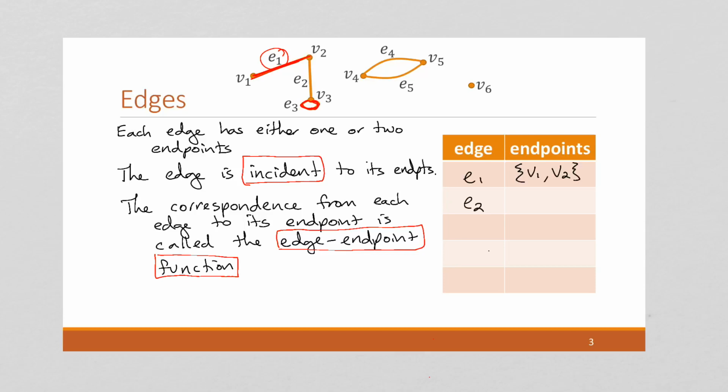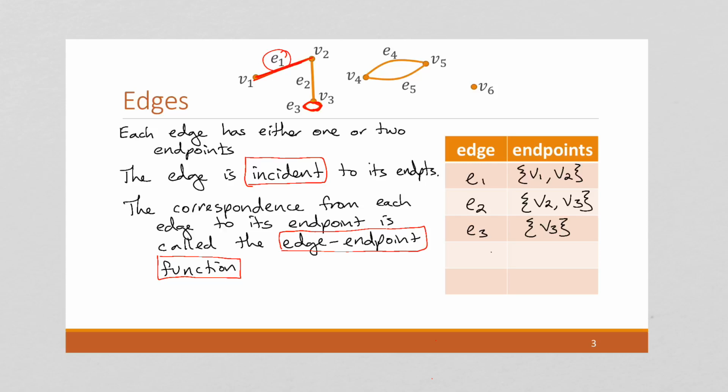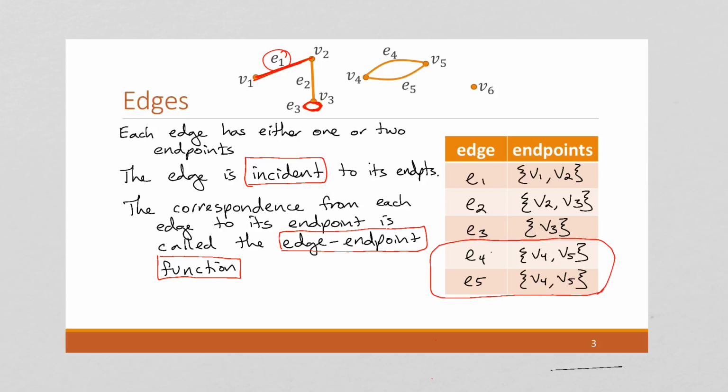Okay, E2 is going to be V2 to V3. E3. Now E3 is a loop, and in set notation, we never duplicate elements in a set, so we just have V3 because this is undirected. It's different when it's directed. E4, we're going to have V4 and V5. And E5 is also going to be V4 and V5. And again, because this is the same right here, that's another way we know that those are parallel edges.